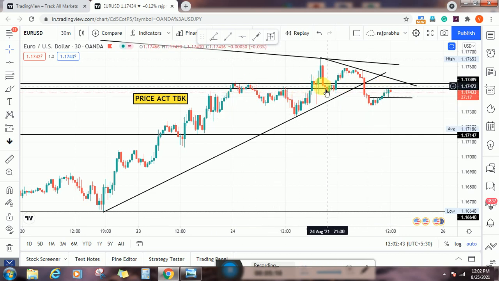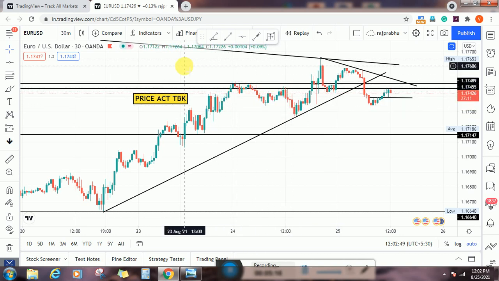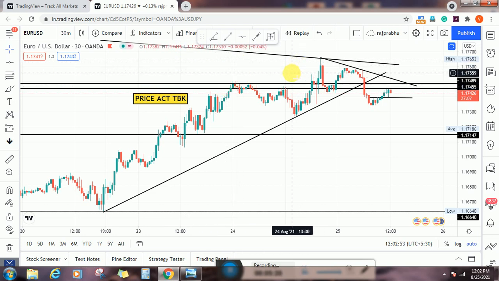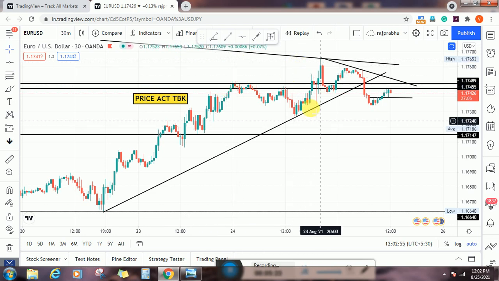Resistance drawing is very simple. Support and resistance are very simple. See, this is a double top. I already showed it previously. Double top is a very powerful pattern. Double bottom is also a very powerful pattern.